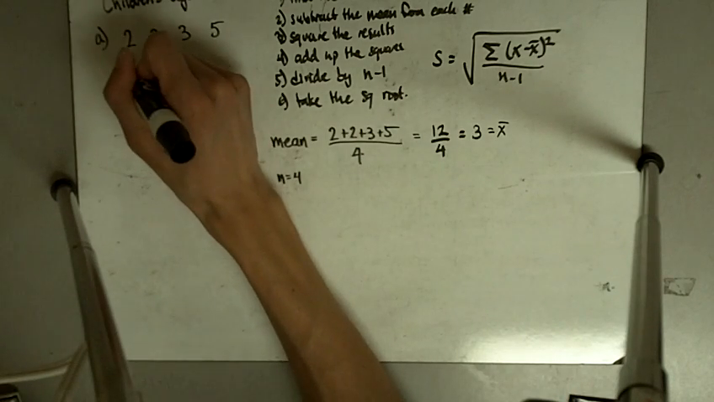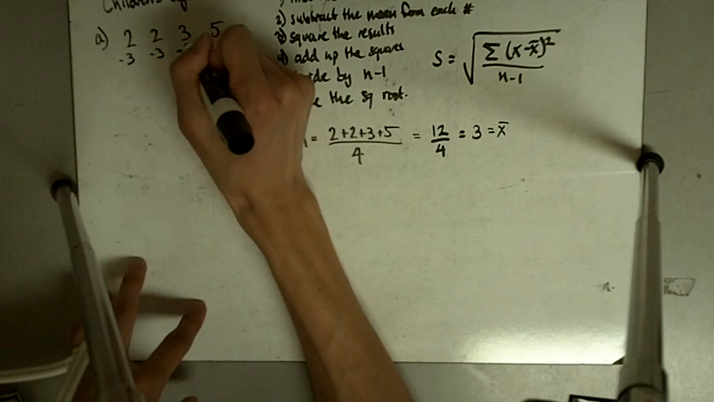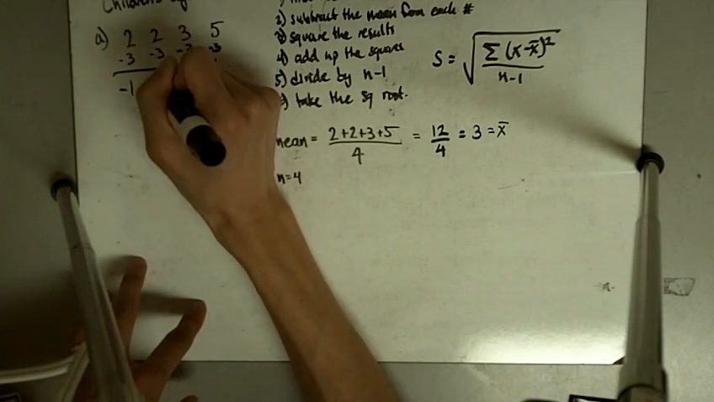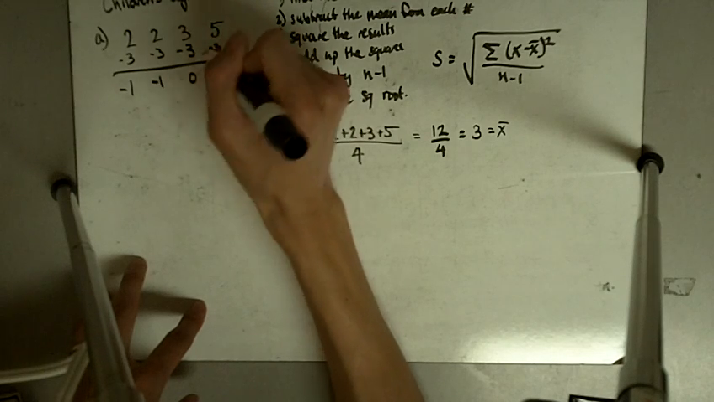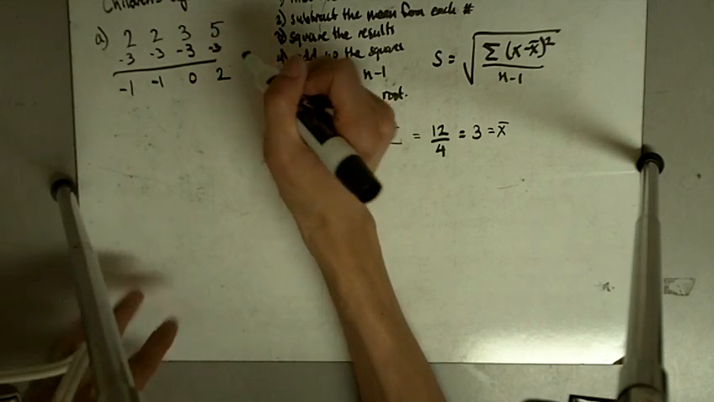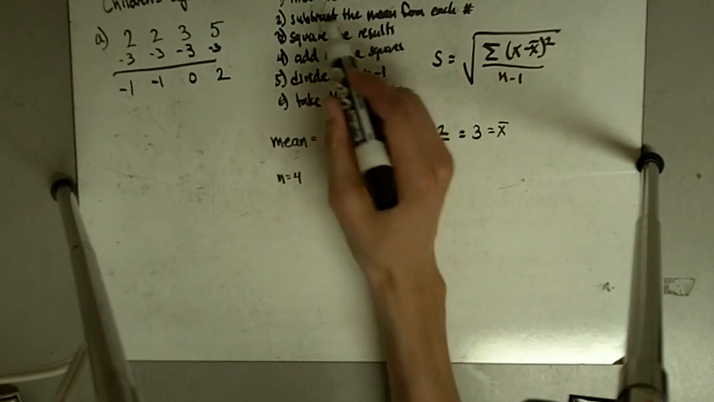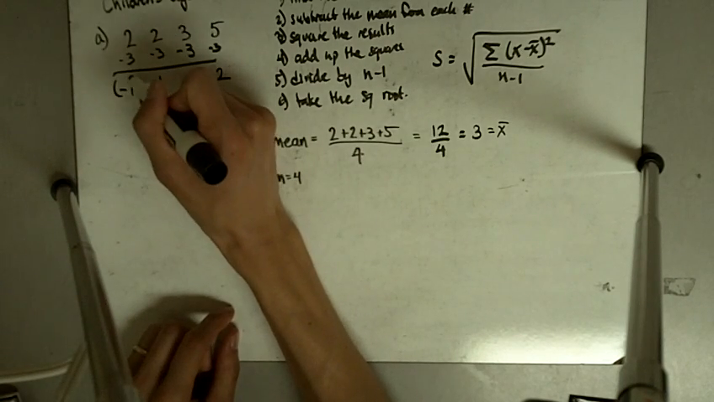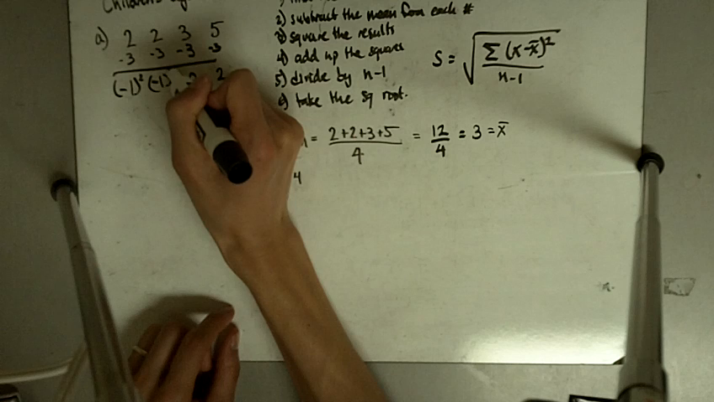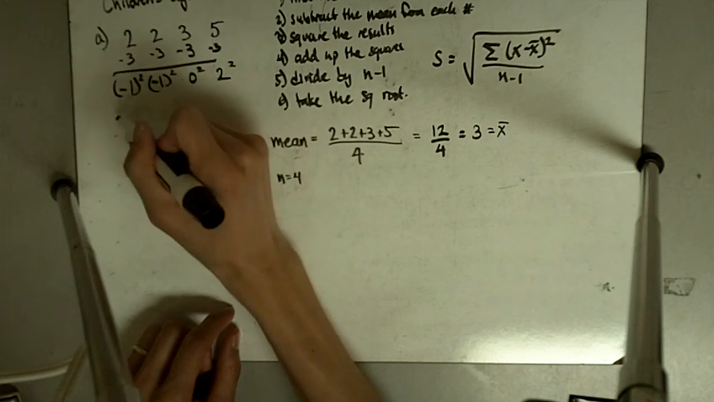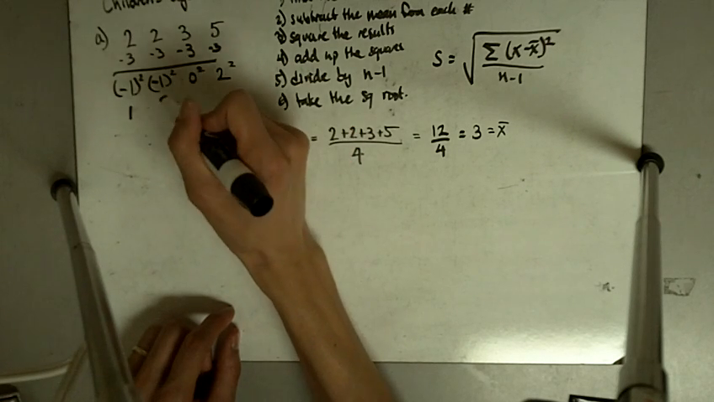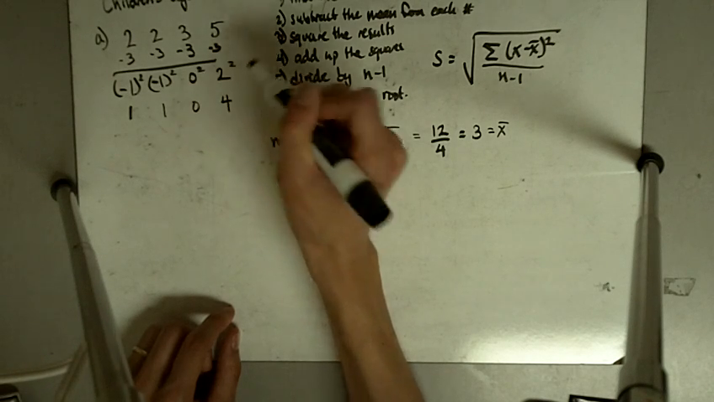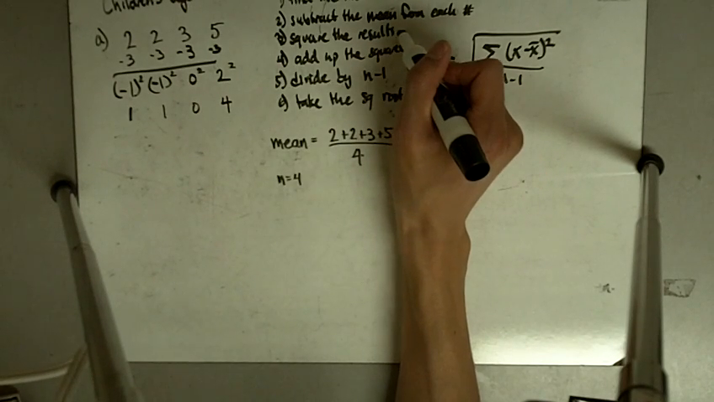So I'm going to subtract 3 from each of these numbers. This gives me -1, -1, 3 minus 3 is 0, and 5 minus 3 is 2. So that was step 2, subtract the mean from each number. Now I'm going to square the results. So each number squared, that's going to give me -1 squared is 1, -1 squared is also 1, 0 squared is 0, and 2 squared is 4. That's squaring the results.